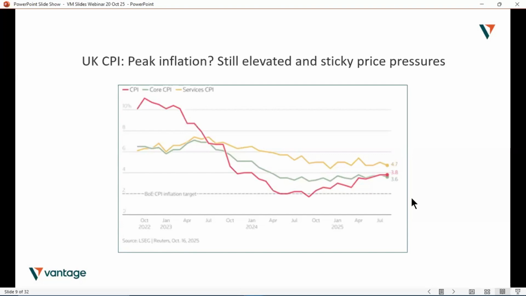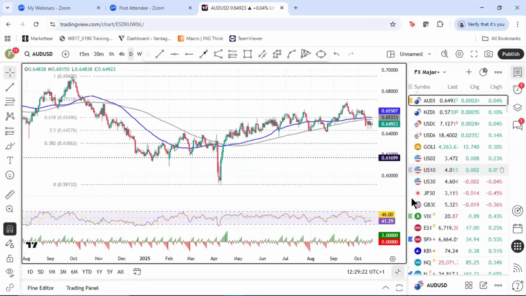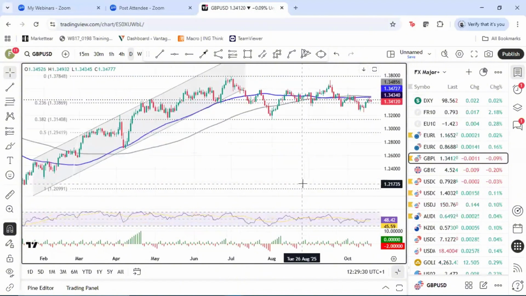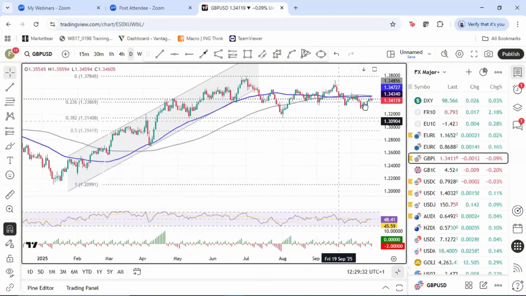If we look at cable briefly, so sterling against the dollar, we're just tracking sideways, just below the 50-day moving average at 134.72, that blue line, and then the grey line is the 100-day moving average at 134.85. Tracking sideways for the minute, waiting for this data.